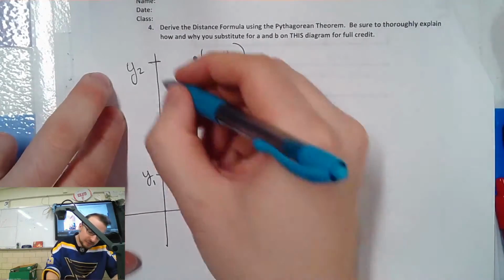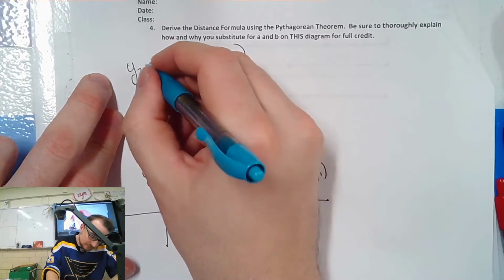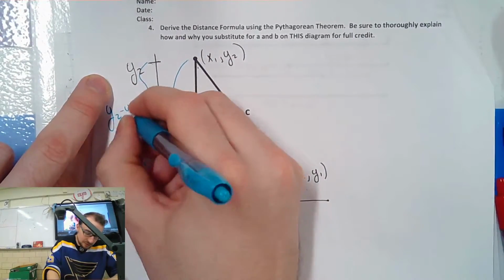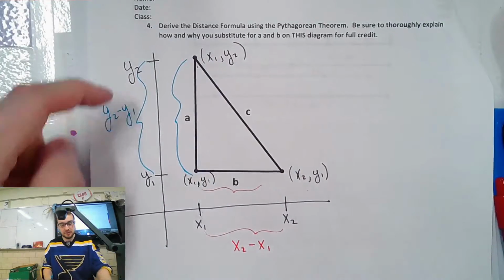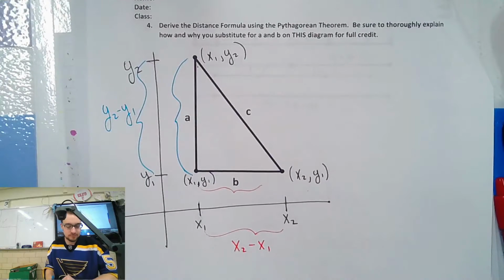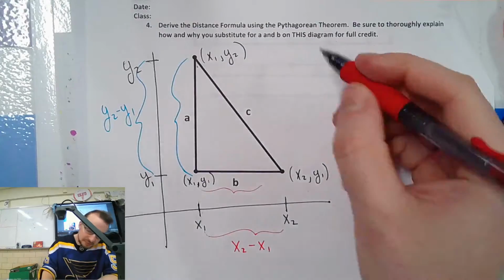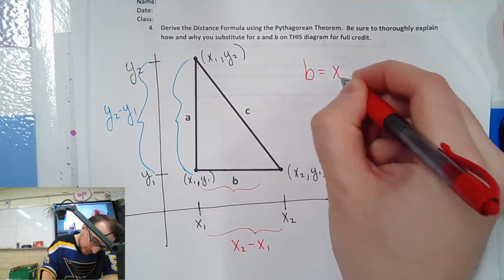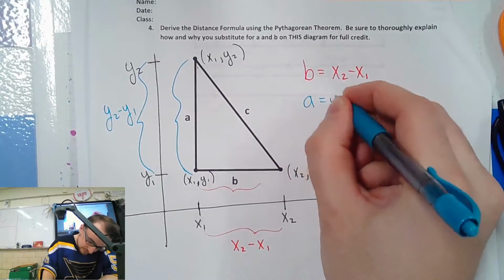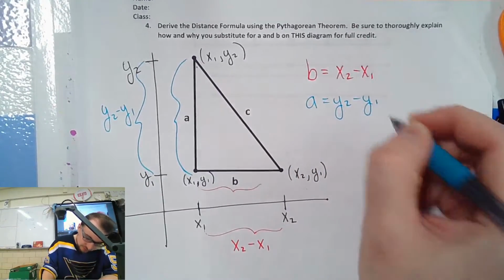A, on the other hand, would be the distance between here and here, which is just the distance between these guys, which is y2 minus y1. Again, if that was 10 and that was 7, they'd have a distance of 3 between them. Cool. So I'm going to write that. B is whatever x2 minus x1 is. And A is whatever y2 minus y1 is.